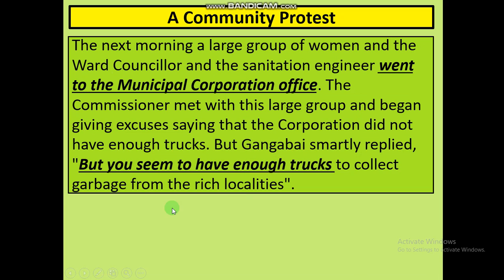The next morning, Gangabai along with the ward member went to the municipal corporation office, and the commissioner was sitting inside the municipal office. When they went inside, they asked him to collect the garbage from their colony also, but the commissioner said they don't have enough trucks or enough vehicles to collect garbage from everywhere.